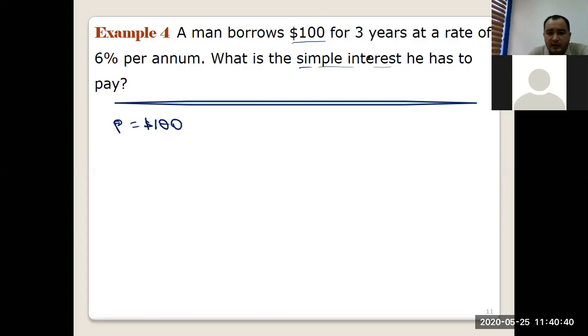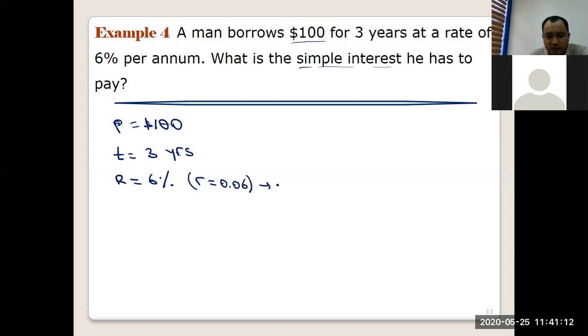Okay, and time, for how many years? Time is 3 years. Let me just write YRS, that is years, at a rate of 6% per annum. Rate is 6%, but sometimes instead of this percent, we can just write this as a decimal, because this rate, small r, here is 6%, which is 0.06.